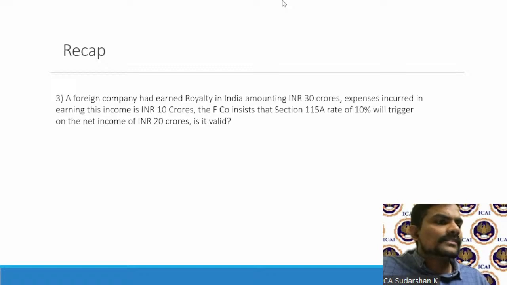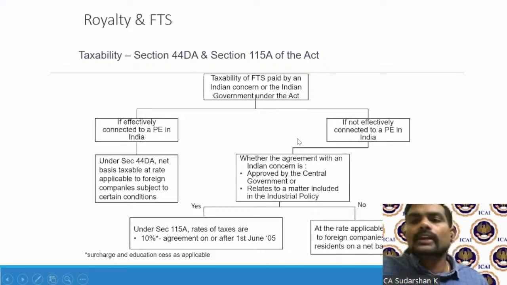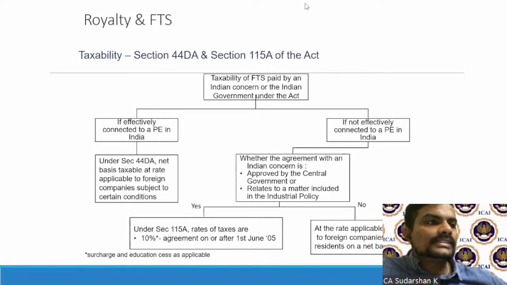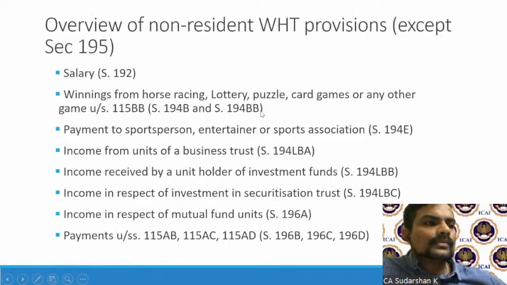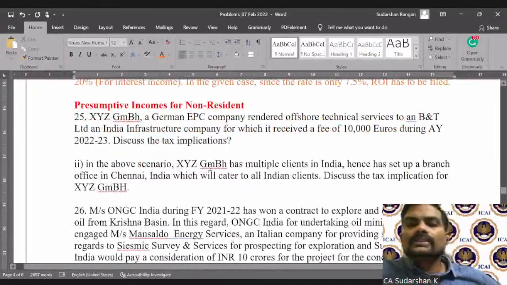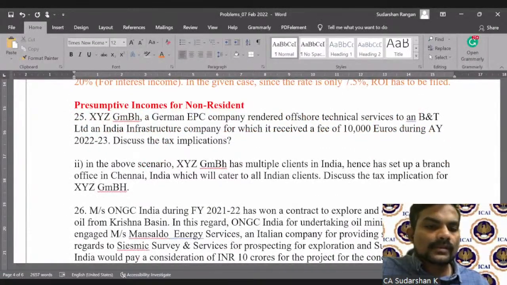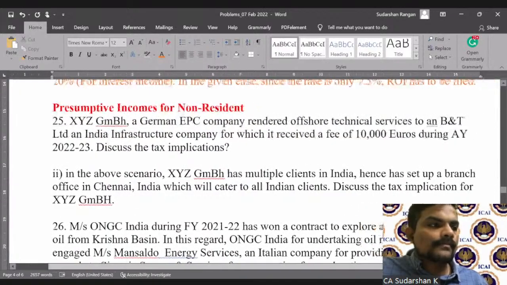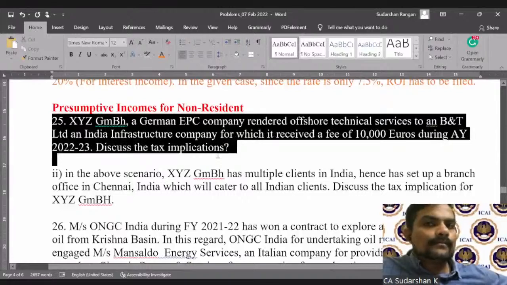Now, one specific aspect, having looked at royalty, FTS, and section 115A, I just want to now segue into a very interesting aspect that you need to be aware about royalty and FTS, and this will basically be about the presumptive taxation. Now, to better understand, I think we will take question number 25.